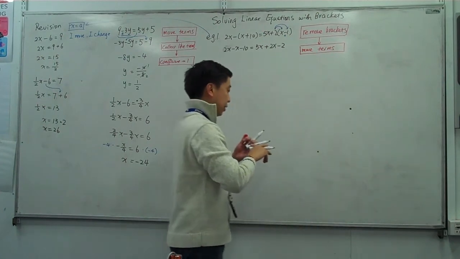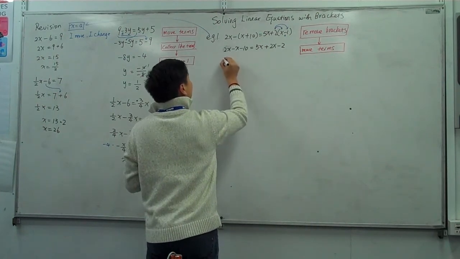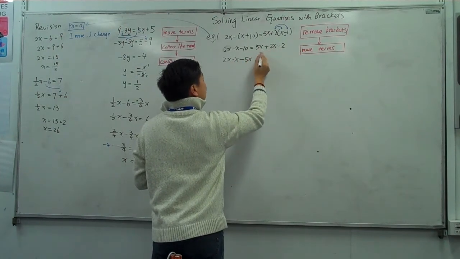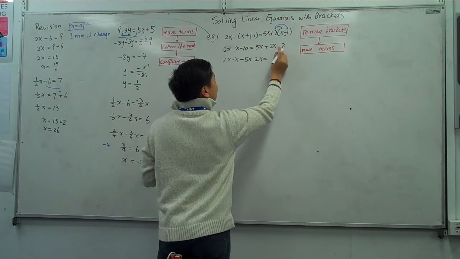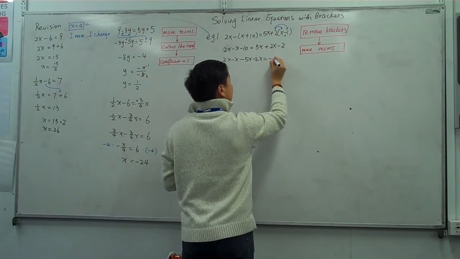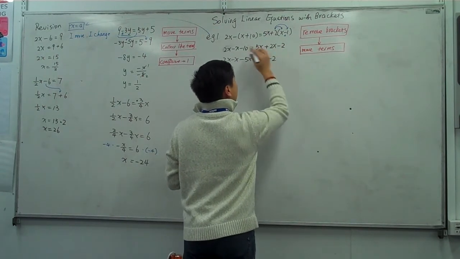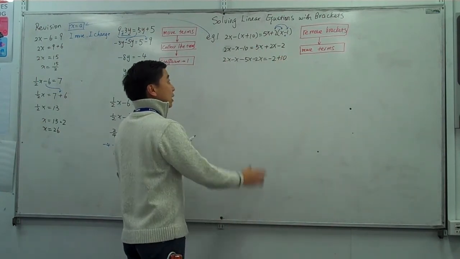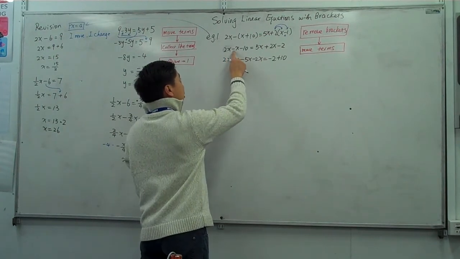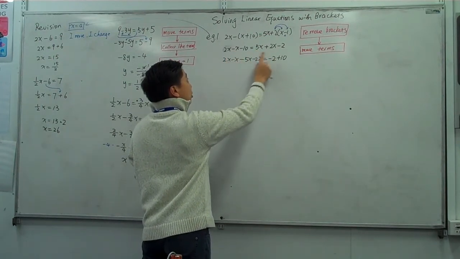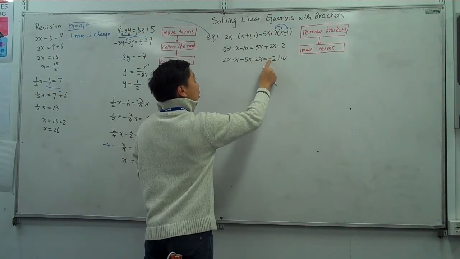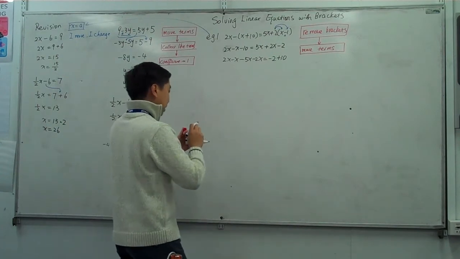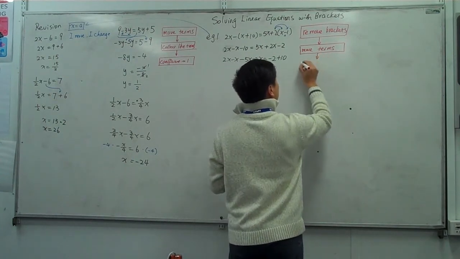Okay, move terms. Now if I move terms, I will have 2x take away x, take away 5x, and then take away 2x equals, we do not move negative 2, so it's still there. I move negative 10 to the right, so that's positive 10. Now, double check. No move, no change. Move, change. Okay? Now, the next step is collect like terms.